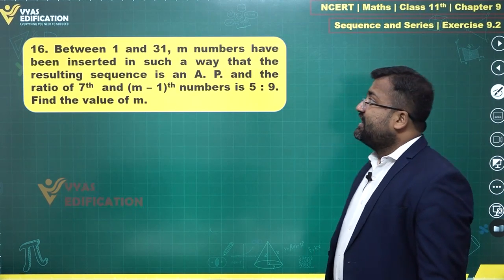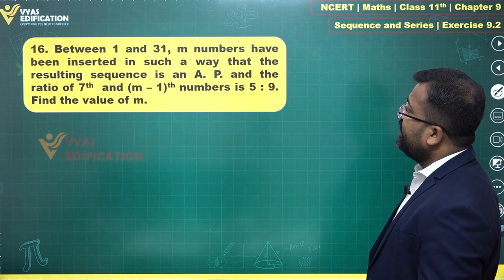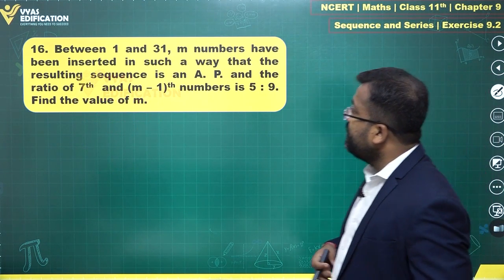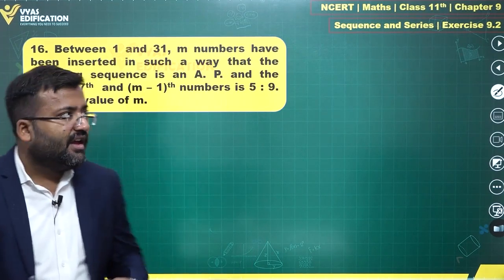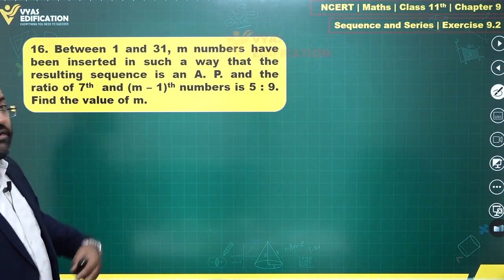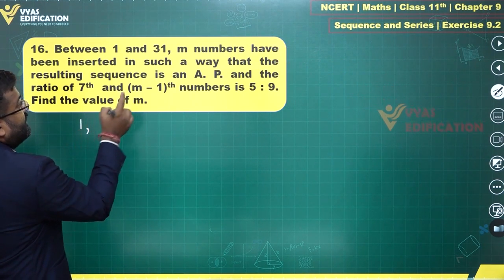In question number 16, we have: between 1 and 31, m numbers have been inserted in such a way that the resulting sequence is an AP, and the ratio of the 7th and (m minus 1)th numbers is 5:9. Find the value of m. Okay, between 1 and 31, m numbers have been inserted.